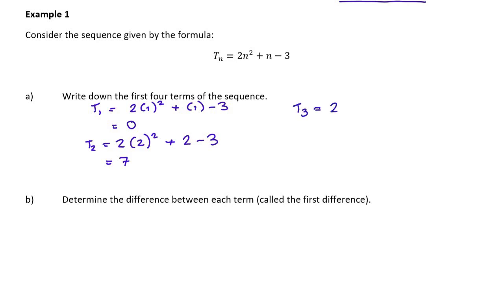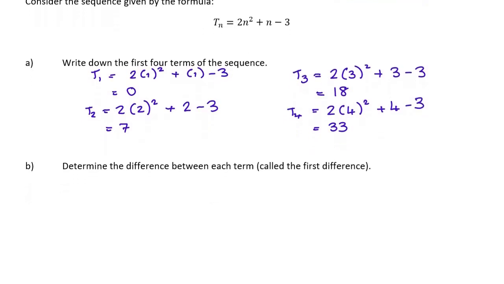T3 is 2 times 3 squared plus 3 minus 3, and that gives me 18. And then my fourth term is equal to 2 times 4 squared plus 4 minus 1. And I think that gives me 31. Oh, not too sure, I wrote minus 1 when I should have written minus 3. Now that changes my answer, so it's not 31, it's 33. Great, so there's my first 4 terms of my sequence, and I'd absolutely use a calculator.